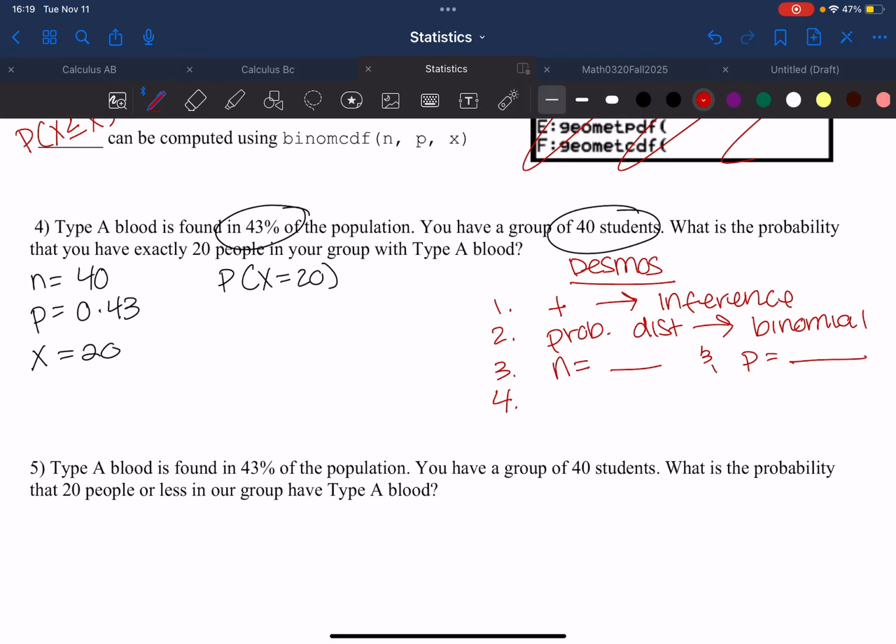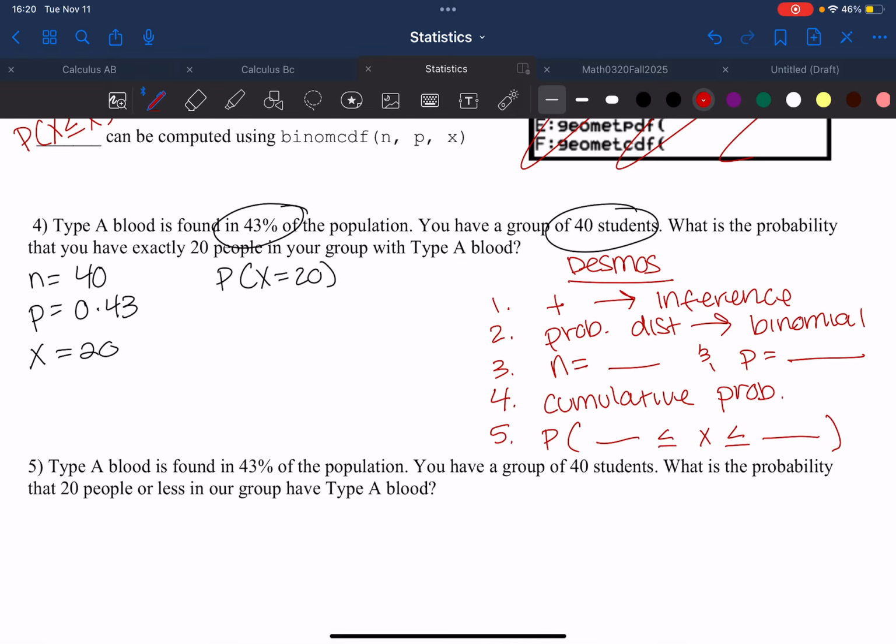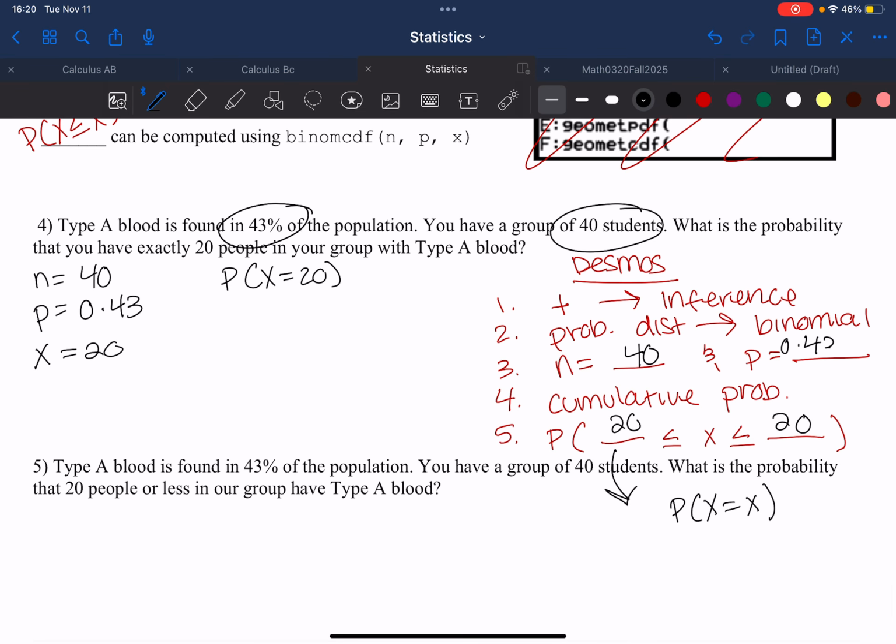Then, once we click OK for it to create that distribution for us, we're going to click on the drop down that says cumulative probability. Cumulative probability. And then from there, depending on what type of problem we're looking for, if it's going to be X equals something, it's going to be the probability of something less than or equal to X, less than or equal to something. So in this case, we're going to plug in 20 in both spots because this is representing probability of X equals X. Okay, and then for N, we're going to plug in 40, and for P, 0.43.